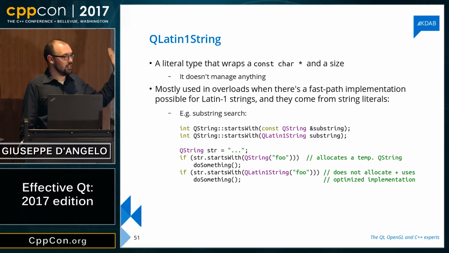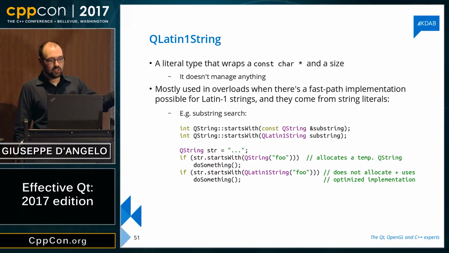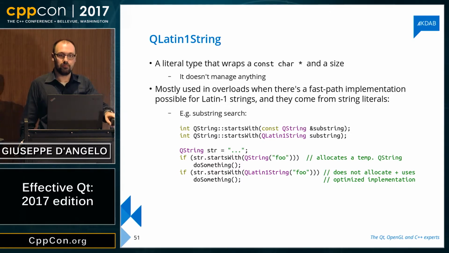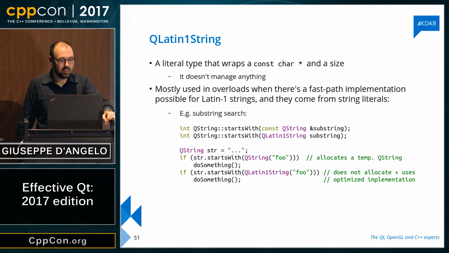So for instance, if you take a look at the QString documentation, you will find that the startsWith function, the function that detects whether a string has a certain prefix, has an overload for another QString or for a QLatin1String. Why is there such an overload? Because we can implement the second one in a very efficient way. Yep. So if you just need to check whether a string starts with a certain sequence of Latin1 characters, you may avoid building a QString just for that.